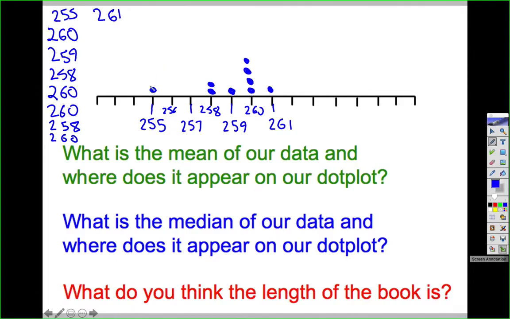So again, a dot plot is an easy visual. You can see from lowest number to highest number, and you can see repetitions. So this is great for small data sets. It's better than looking down a list. It's very quick and easy to see.